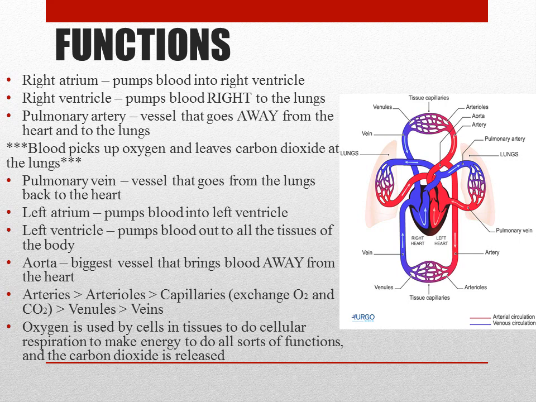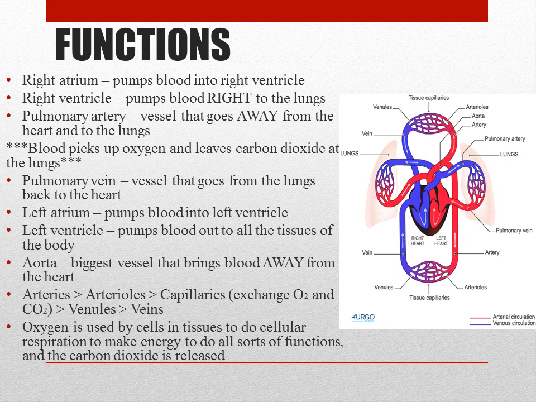The left atrium pumps blood into the left ventricle. The left ventricle pumps the blood out to all the tissues of the body, your brain, your kidneys, your stomach, all the great places. Then the aorta is the biggest blood vessel in the body, and that's the one that first goes away from the heart, and then it starts branching into the arteries, arterioles, capillaries. And at the capillaries, the oxygen and carbon dioxide are exchanged, and then the venules, veins, are what bring it back to the heart.